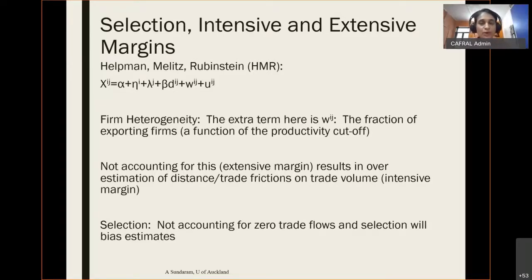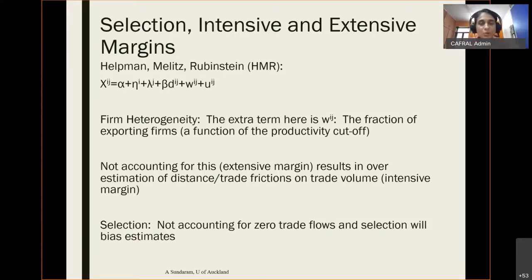Now, those of you who have estimated some kind of gravity model before know that there is a problem, right? The problem is that most countries are going to have a bilateral trade of zero. So not all countries trade with all other countries. And so if you look at bilateral trade data, a lot of it is missing because some countries don't trade with other countries, right? You cannot really do that, okay?